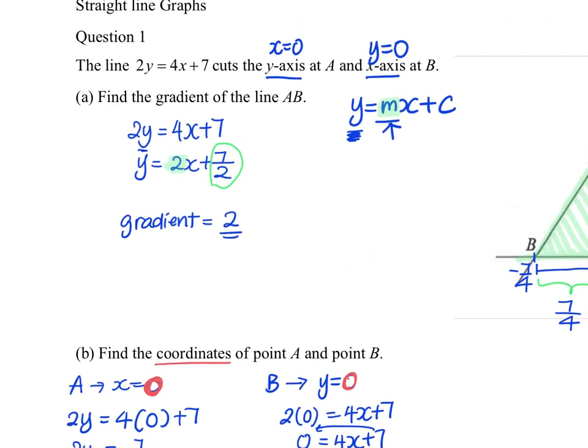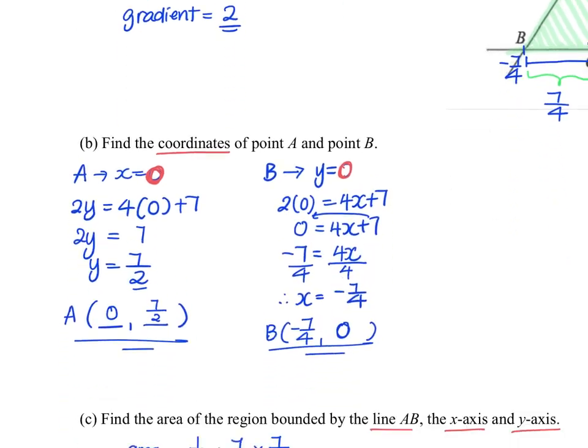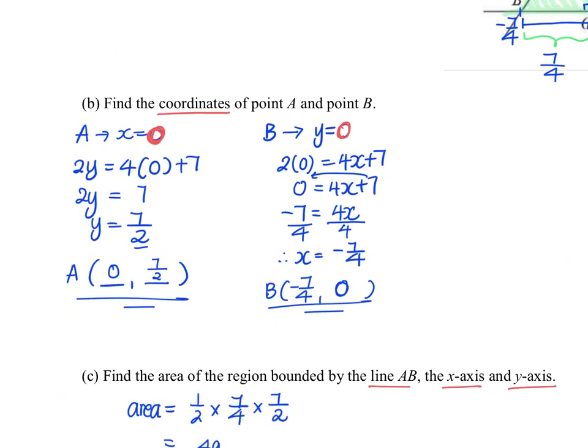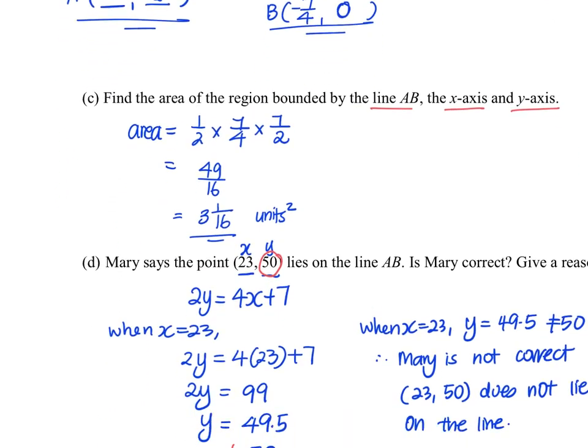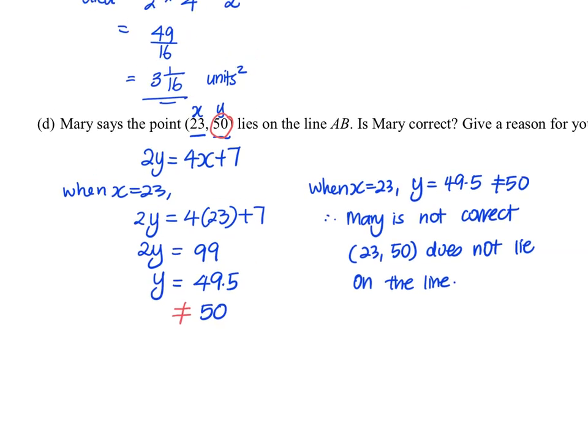Okay, so in this part of the question, we have covered how to identify the gradient and the y-intercept using the general equation form of a straight line. How do you find the x-intercept, y-intercept, and the coordinates? How do you find the area of a triangle? And how do you verify whether a point lies on a line or not? Okay, we're going to move on to the next part of the question where we need to do a little bit of drawing.